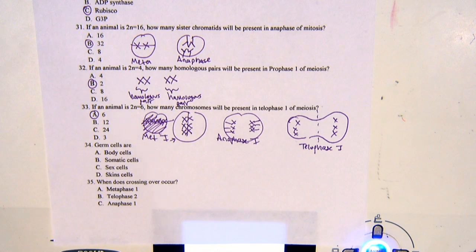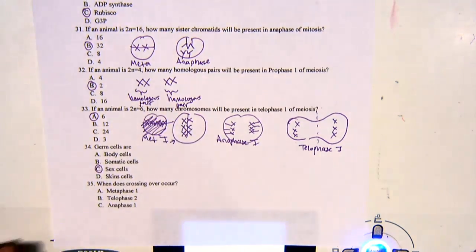All right, 34. Germ cells is another word for sex cells. Are the other 3 all the same thing? That's a bad question. But yeah. Body cells and skin cells are both examples of somatic cells.